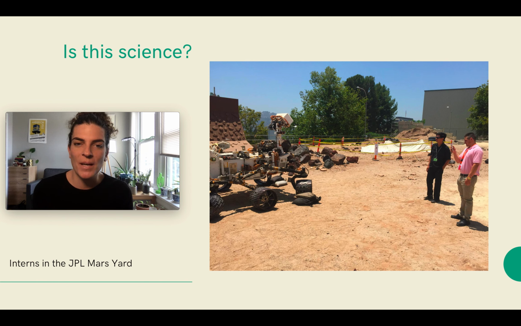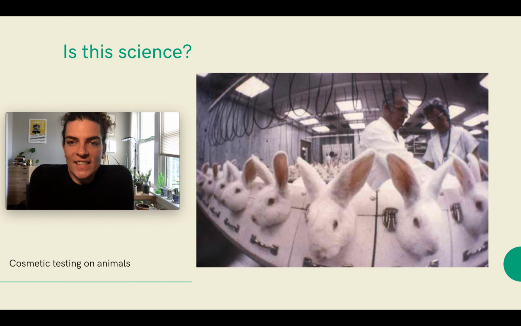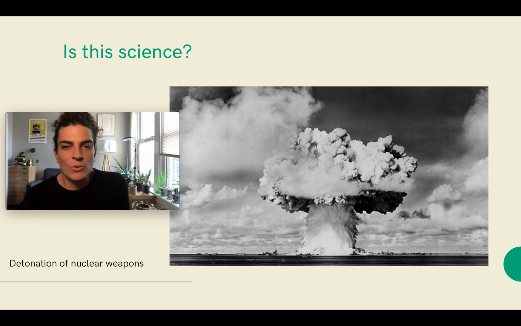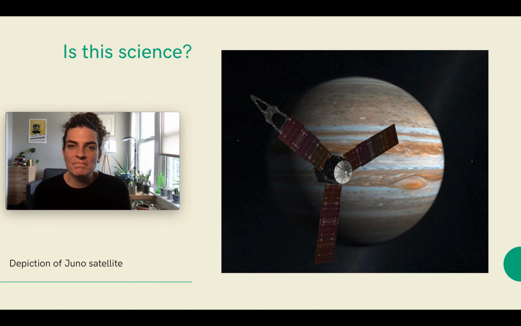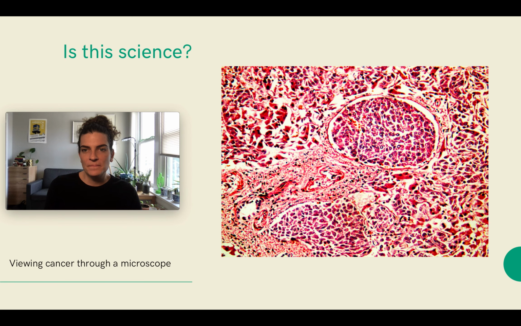My interns at the Mars rover at JPL. 22, is this science? Cosmetic testing on animals. 23, is this science? Looks like nuclear weapons testing. And 24, the Juno satellite orbiting Jupiter. Science or not? 25, NASA computer scientists in the 1950s. Would you say that this is science? And 26, viewing cancer through a microscope. Science? Yes? No?